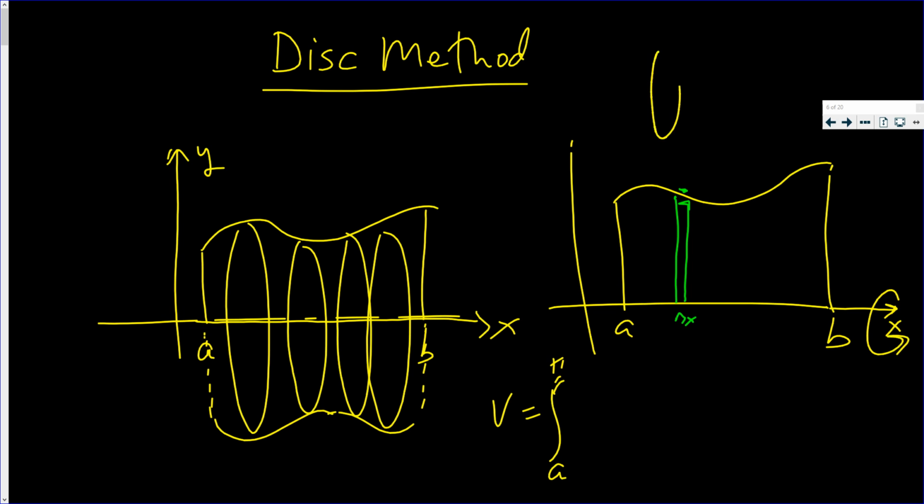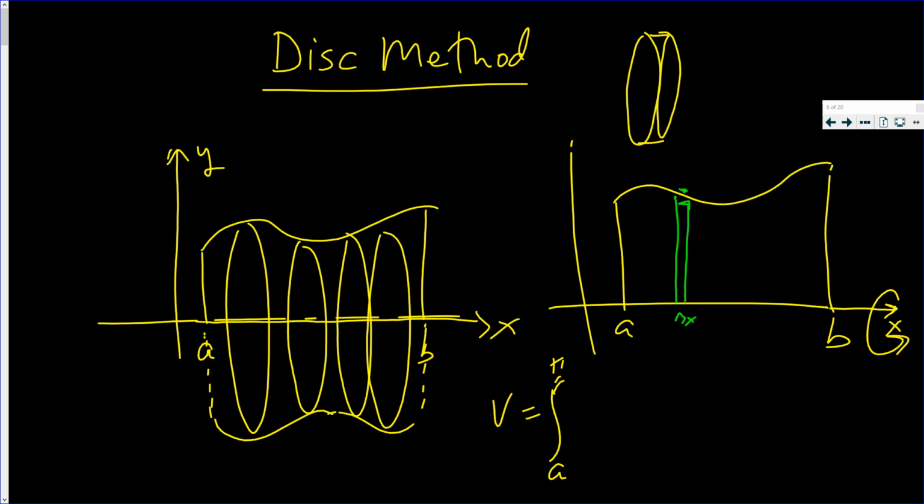You're going to get a disc, a hockey puck. And what is the volume of a disc? Now, let me try to draw the disc a little bit better. It's going to look something like that. It's going to be a circle with some thickness.